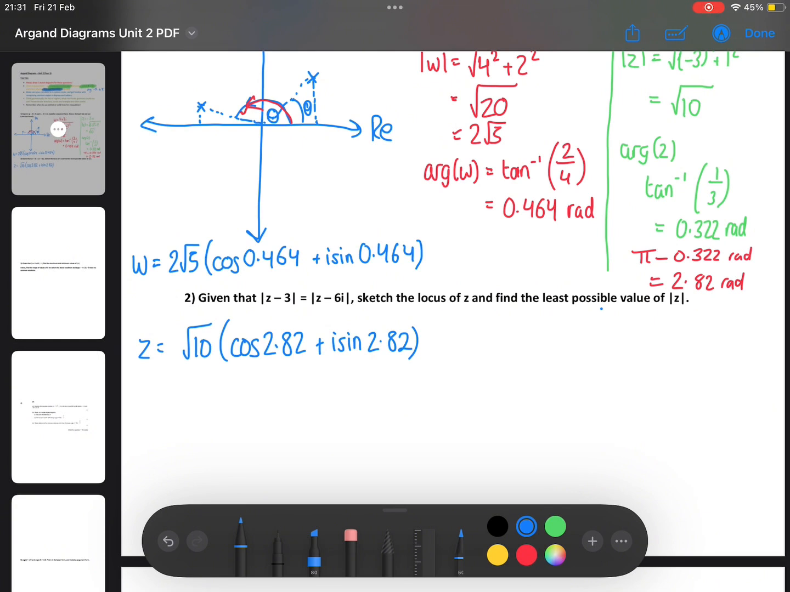And if we needed to give our answers in the range of minus pi to pi, then we would subtract 2 pi radians from 2.82. So it doesn't tell us in this example that we need to give it in the principal argument, but if we did, that's what we would do. So these are our answers for w and z.